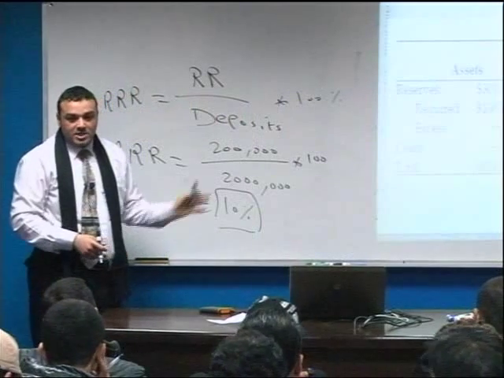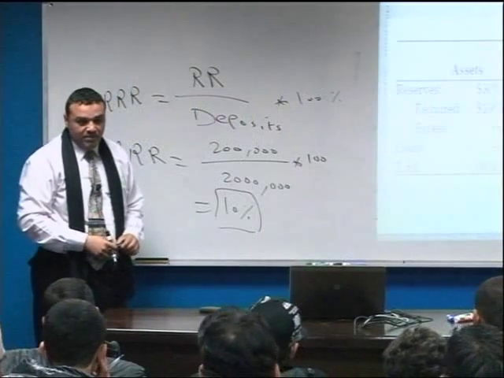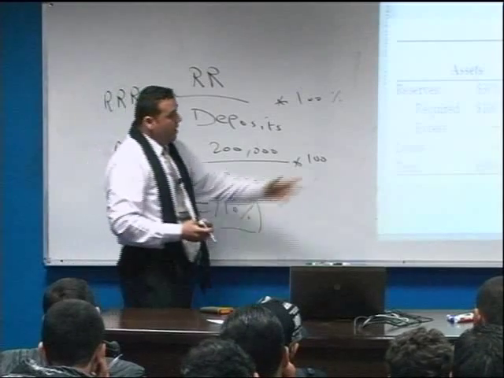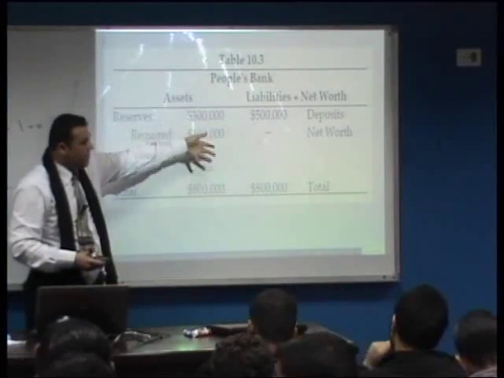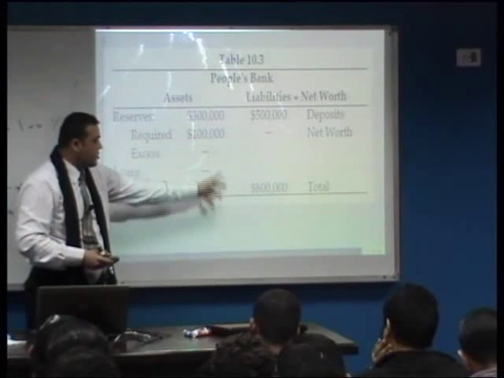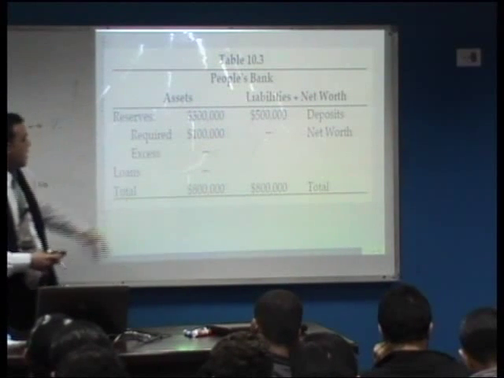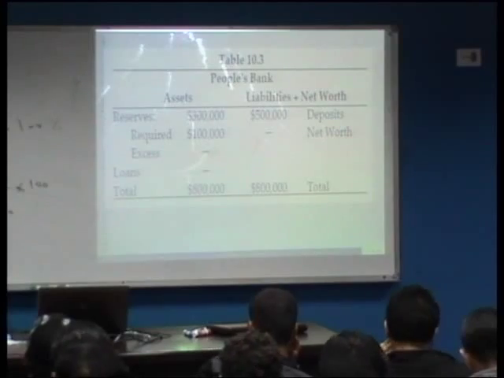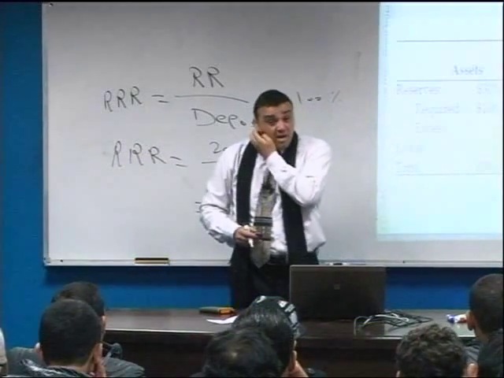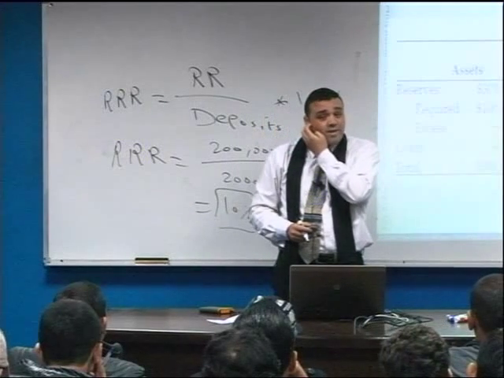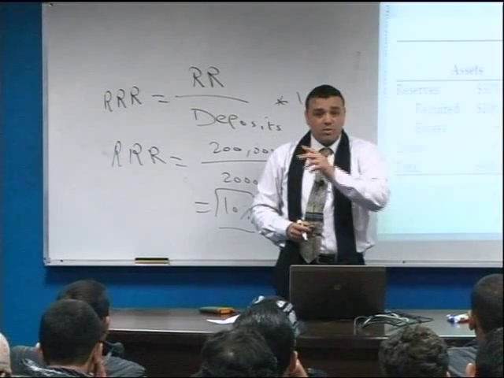This one came up in the final exam last time. As you see, we have the liabilities: deposits, net worth, total liabilities, and we have the excess reserve, which is missing, unknown, and the loans are unknown. Let's calculate the missing values and the required reserve ratio.